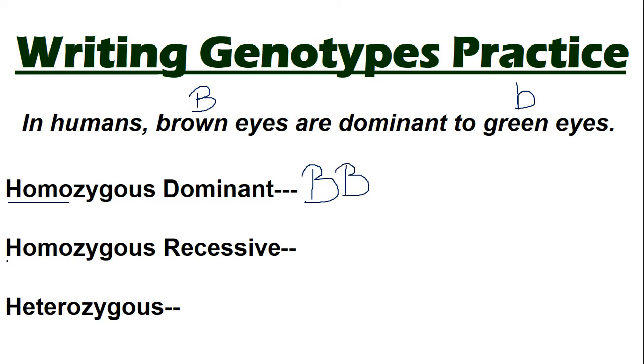The next one, homozygous recessive. Homo means the same size. Recessive means we're going to use the recessive size letter, which is lowercase b. So two lowercase b's. The last one is heterozygous, and that is big B, little b, because hetero means different, so you have to use one of each size.